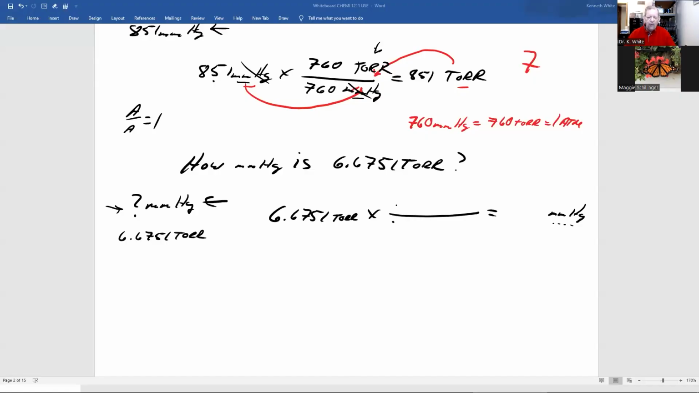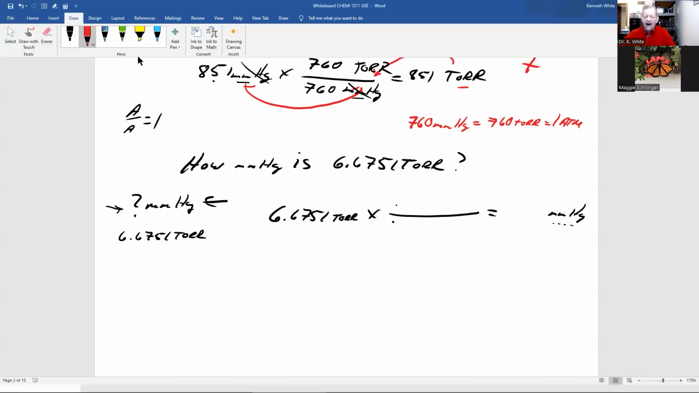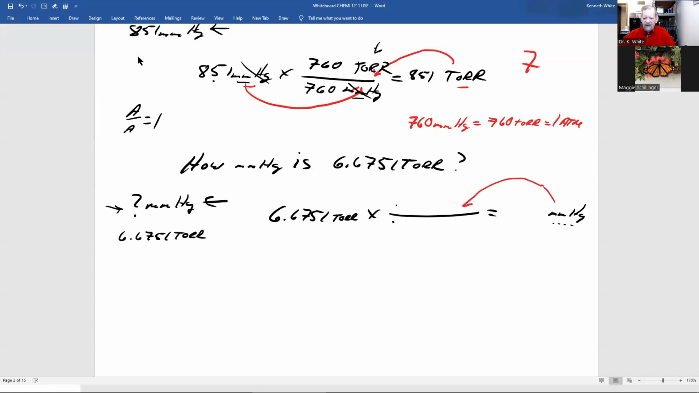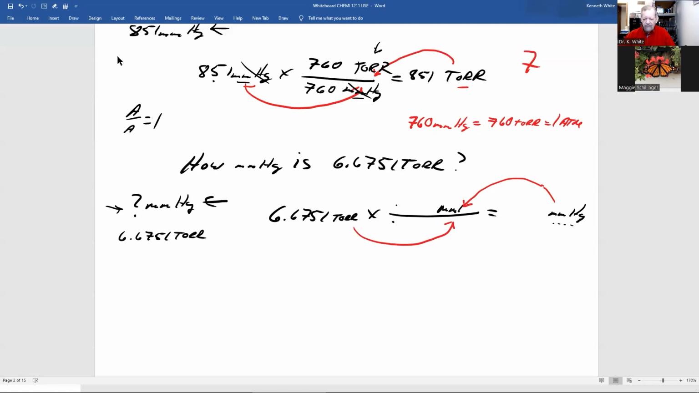Question is, what goes on top of this ratio? What goes underneath unit-wise? And how do you know? Use your good buddy, your good friend, unit analysis. Whatever we're trying to get to goes on top. Whatever we're trying to get rid of unit-wise goes underneath. And where do we get those numbers? From right here.